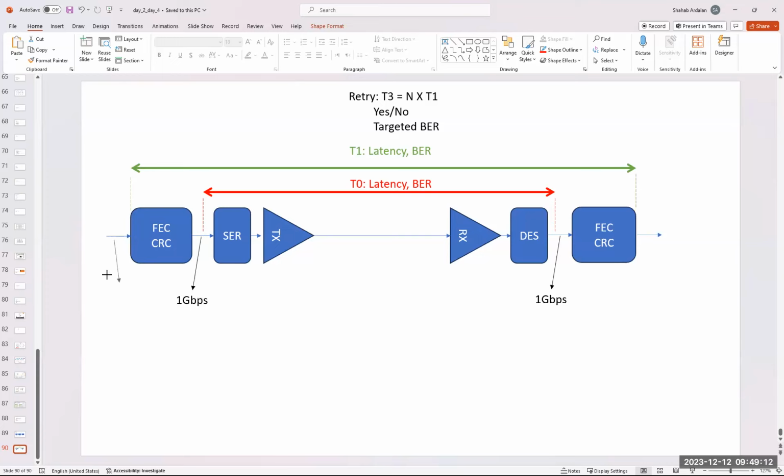I don't understand that statement. Which statement? Why you're saying the latency? Because one of the major contributions to the latency T0 is how many levels of serialization you're doing and how many levels of deserialization you're doing.